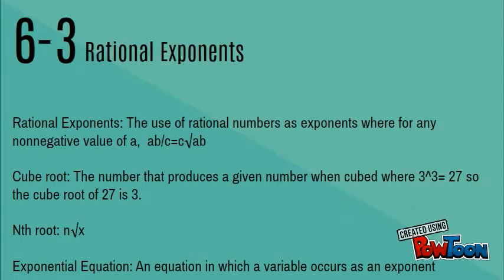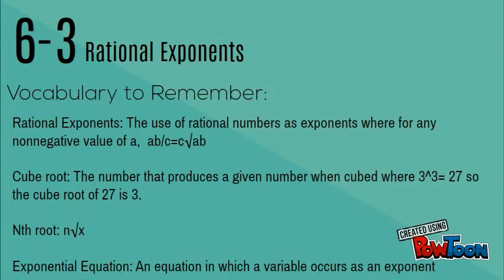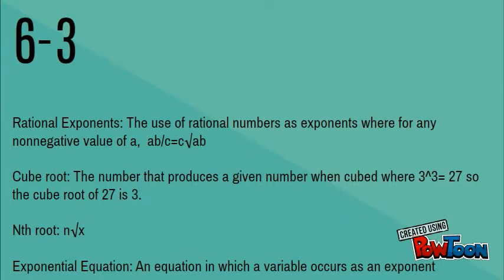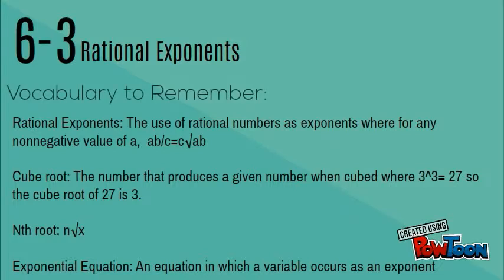Four of the vocabulary words you need to know are: rational exponents, the use of rational numbers as exponents, where for any non-negative value of a, a to the b over c equals the c-th root of a to the b. Cube root, the number that produces a given number when cubed, where 3 to the third equals 27, so the cube root of 27 is 3. The third one is nth root, where the nth root of x. And the fourth and final, exponential equation, an equation in which a variable occurs as an exponent.